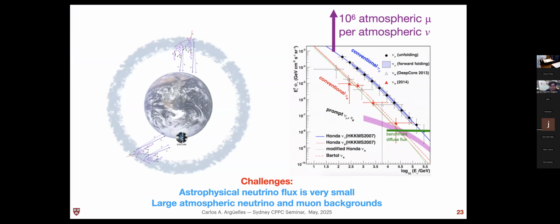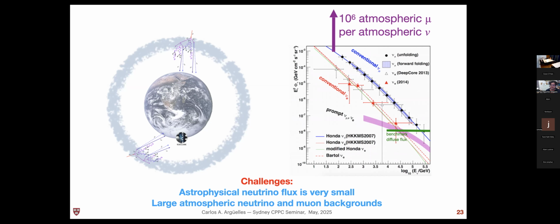Measuring the astrophysical neutrino flux has been very challenging, and the reason is that the astrophysical neutrino flux is very small compared to the large atmospheric neutrino and muon backgrounds. You can see this represented in this figure on the right, where the horizontal axis is the log of the energy of the neutrino, and the vertical axis is the flux scaled by energy squared. Typical sizes of astrophysical flux are at the level of this green bar over here.